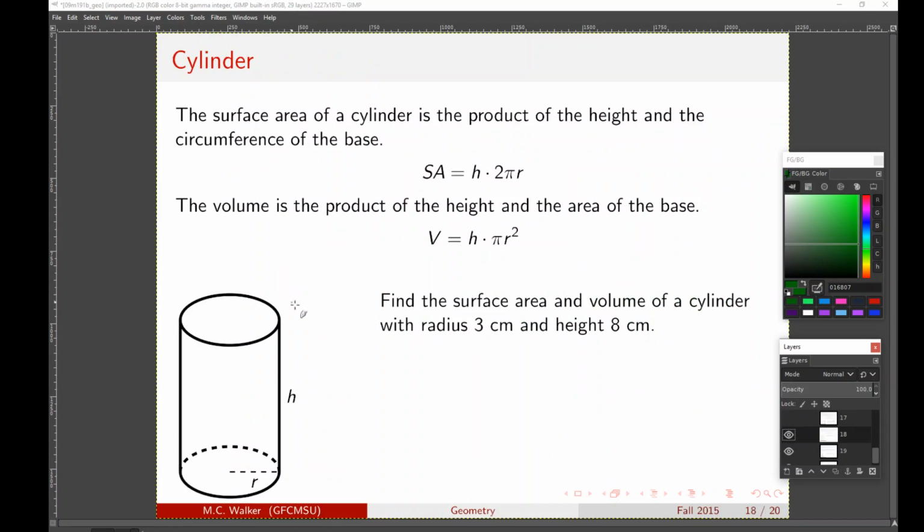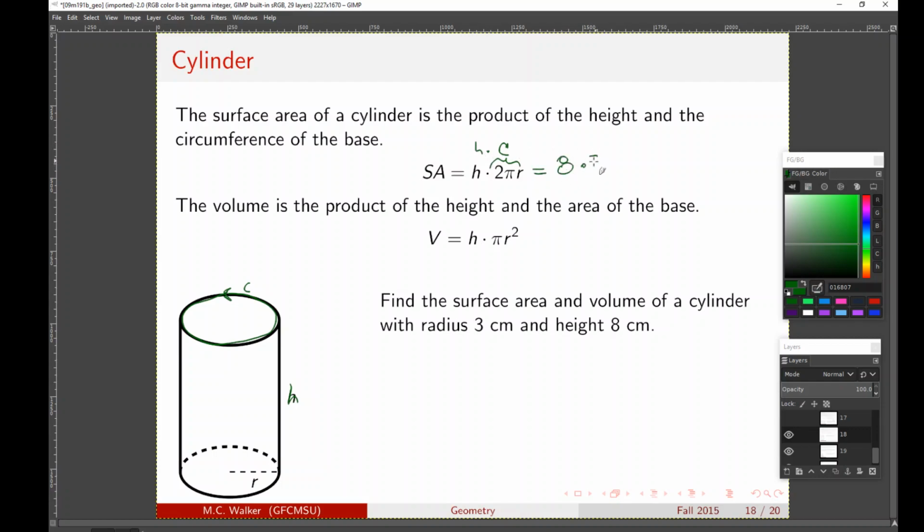Cylinder's kind of cool. Let's find the surface area and the volume of this cylinder with a radius of 3 centimeters and a height of 8. The surface area of it is we treat this like it's a little piece of paper wrapped around here. This is going to be the circumference of a circle, the circular base, times the height.